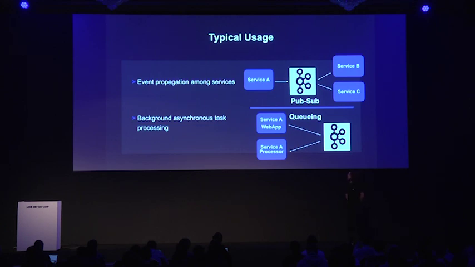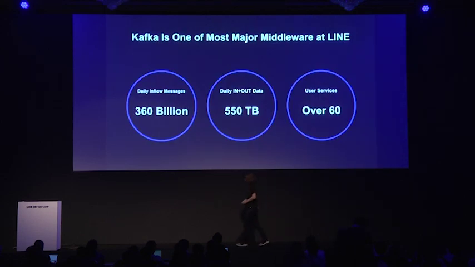LINE uses Kafka mainly in two ways. The first is event propagation across different services. When propagating update events produced from one service to many other relevant services, Kafka acts as a hub for events pipeline leveraging PubSub model, and also the background asynchronous task processing. When a web application in one service processing heavy requests, then Kafka queuing can be leveraged to move that heavy processes to a task processor running for other processes. So these are the two main ways.